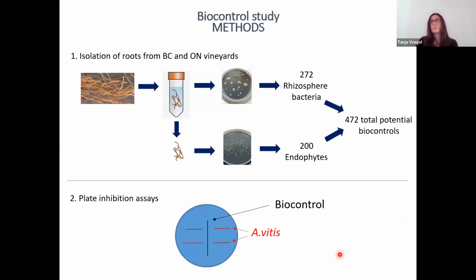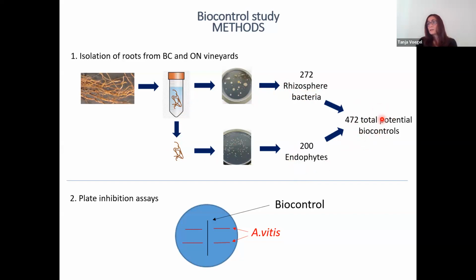So now back to the isolation of biocontrols. We have obtained a lot of roots from BC and Ontario vineyards. Those roots were washed, and then the solution was pipetted onto plates. All of these bacteria were then isolated, and that resulted in rhizosphere bacteria. So those bacteria were associated to the outside of the roots. The roots were then ground up and plated again, and this allowed us to isolate endophytes. Those are bacteria that reside inside the plant.